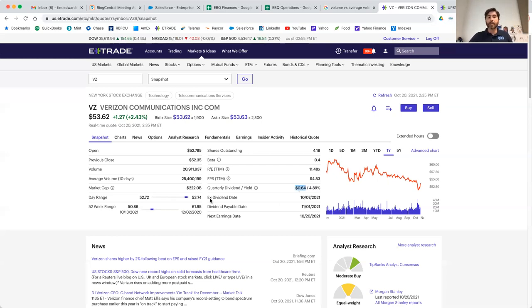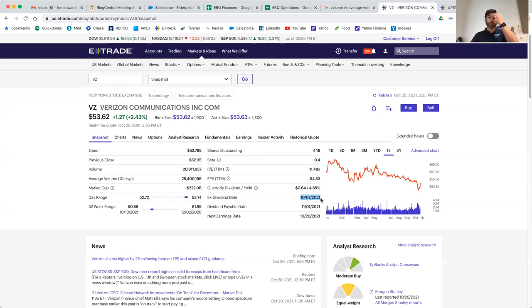Now, the ex-dividend date essentially means whoever owns that stock on 10/7 gets paid the dividend. So if you buy into Verizon on 10/5, you would qualify for the 64 cents dividend. However, if you bought your Verizon stock on 10/8, right, on the 8th of October, you would not get the dividend.